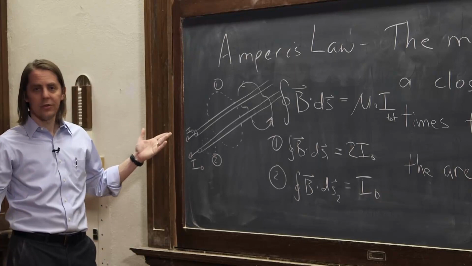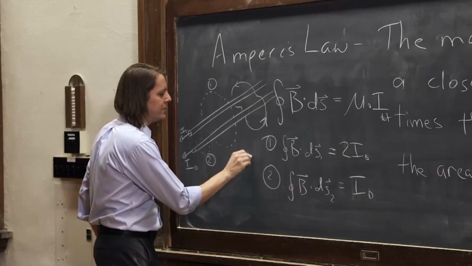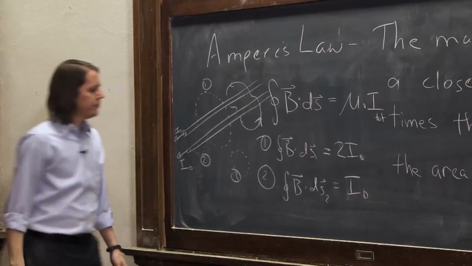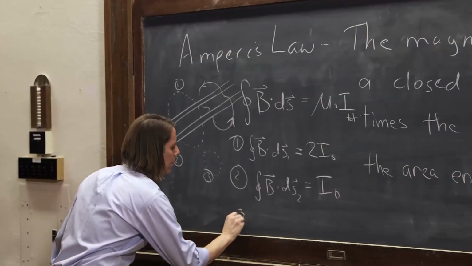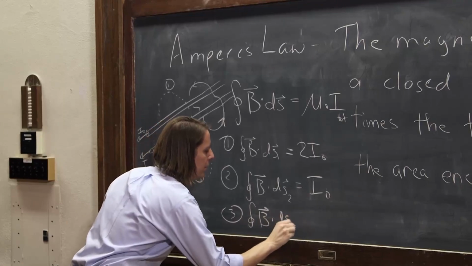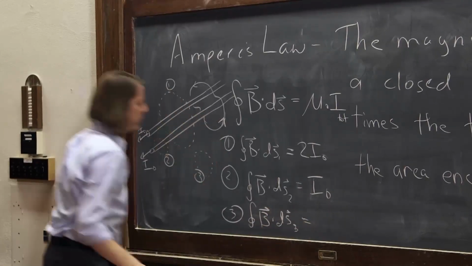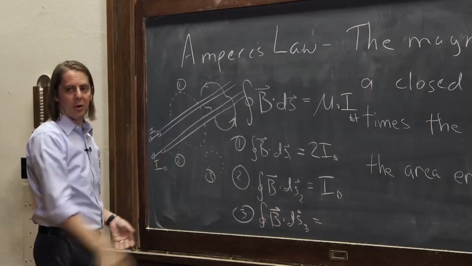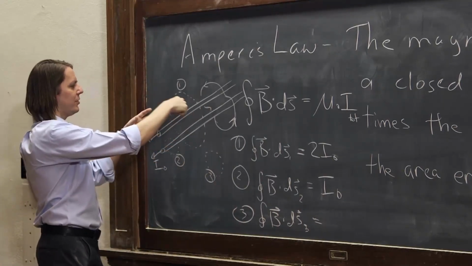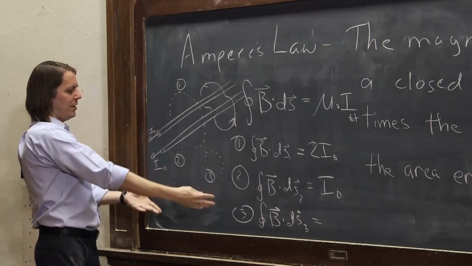And then, what else could you do? You could pick a path out here, just in space. Path 3. Well, number 3. The integral around B dot ds3 would equal 0, because there's no current going through it. Right? Number 1 had 2 I naughts going through it. Number 2 had 1. This one has none.